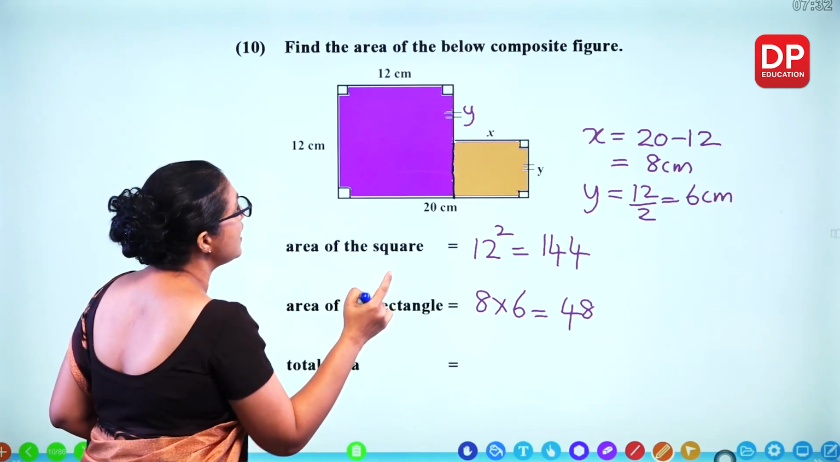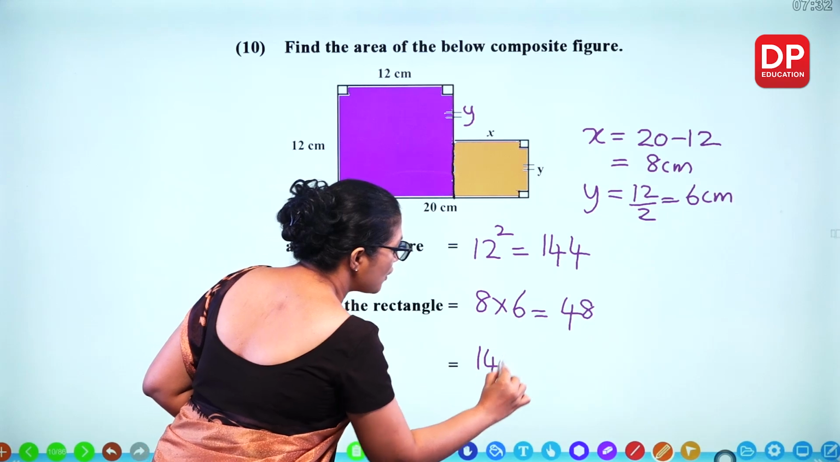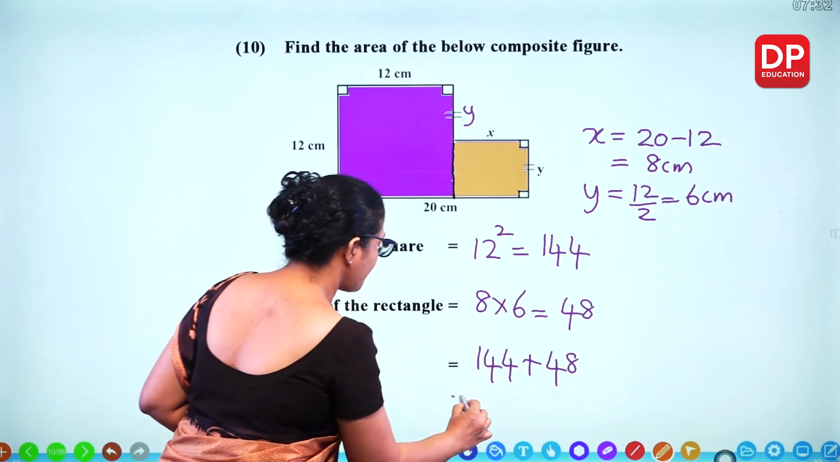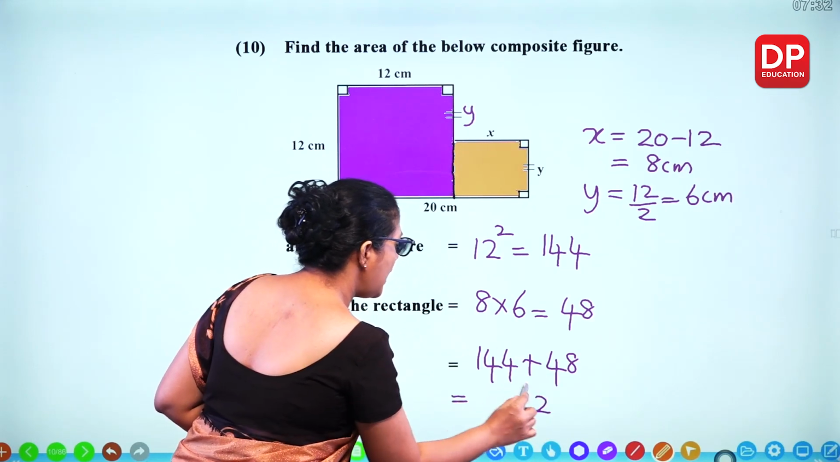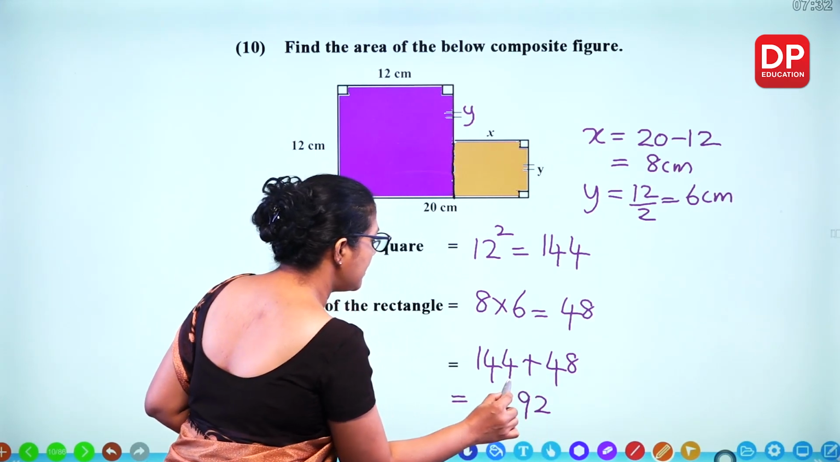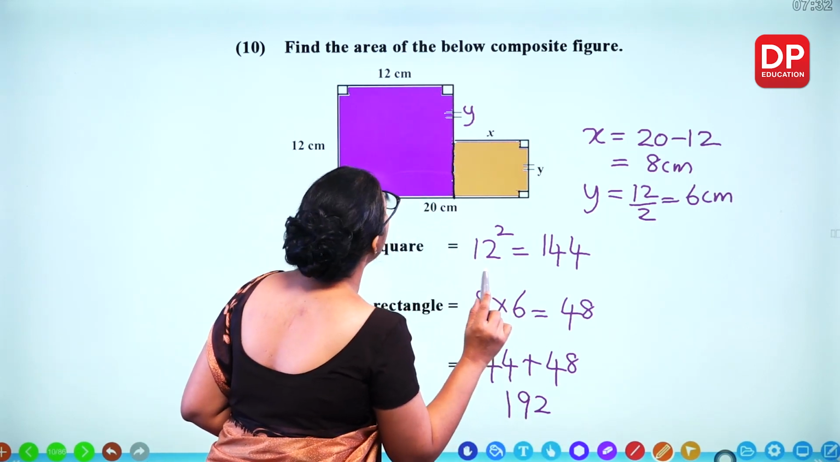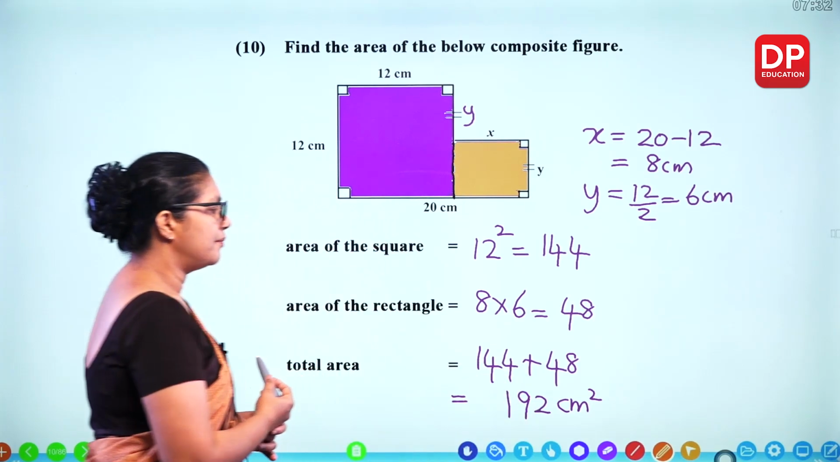Total area is 48 and 144 you need to add. 8 plus 4, 12. 4 and 4, 8 plus 1, 9. And 192 square centimeters is the total area.